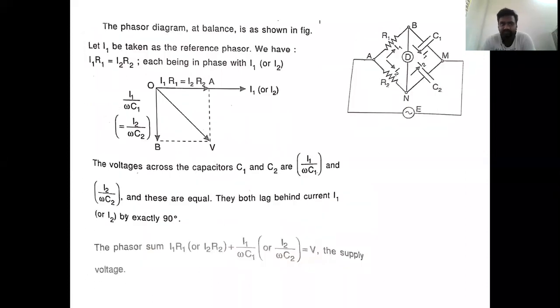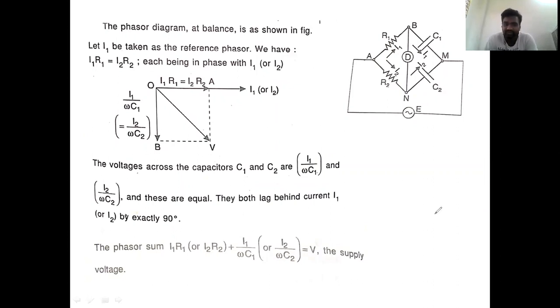Now we are at the discussion of the phasor diagram. What does a phasor diagram represent in general? A phasor diagram is a pictorial or graphical representation of behavior with respect to voltage and current. So how can we draw the phasor diagram? Before we draw it, we need a clear explanation of the behavior of voltages and currents in this particular bridge.